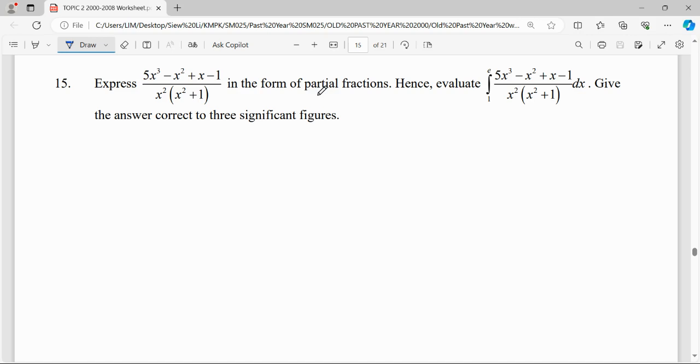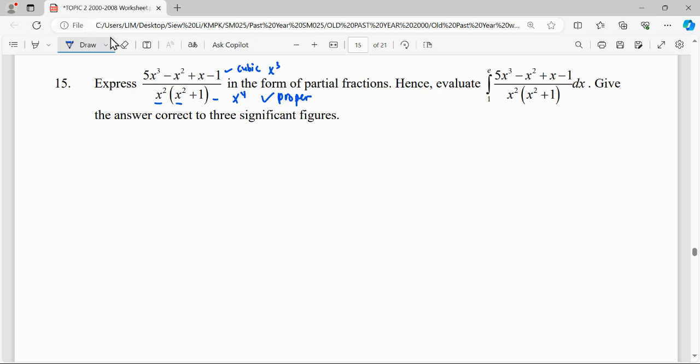So partial fraction step number one will be to identify if it is proper or improper. Up here is a cubic function. Then x squared times x squared here will be a quadratic function, so x to the power of 4. This is x to the power of 3. So the numerator power is less than the denominator power. So this fraction is already proper.